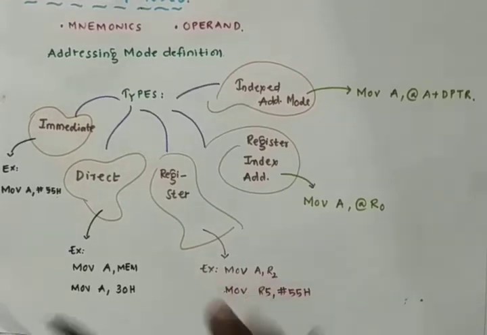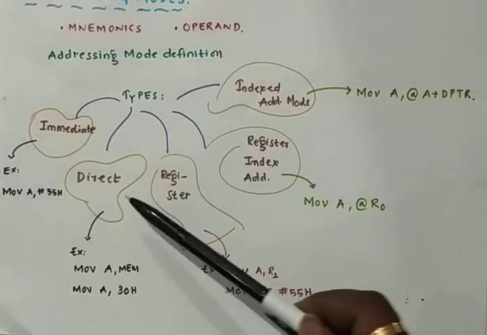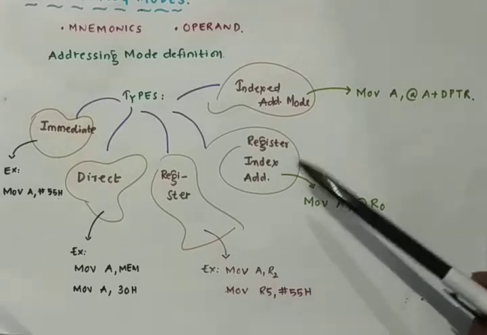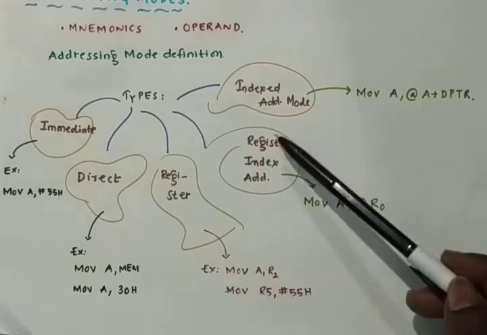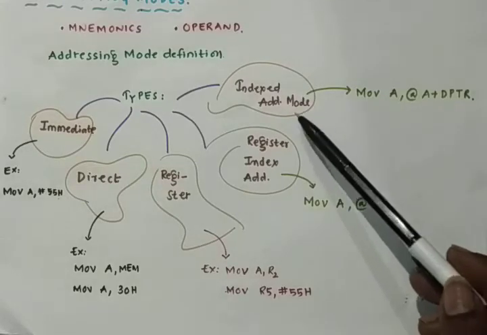There are 5 addressing modes. The first one is called immediate addressing mode, next one is direct addressing mode, next one is register addressing mode, next one is register indirect addressing mode, and next one is indexed addressing mode.